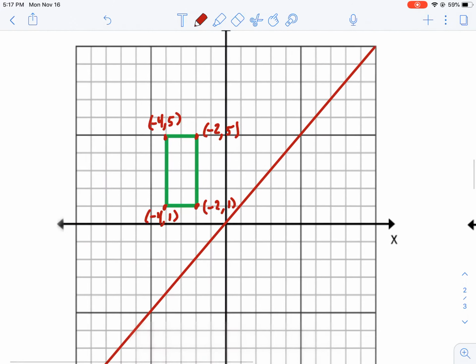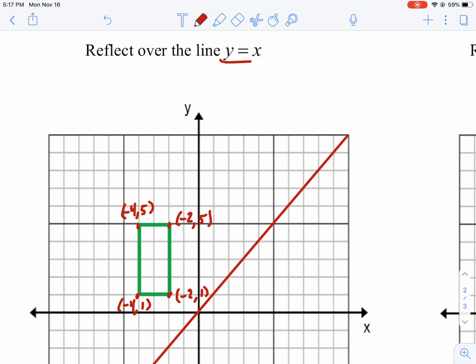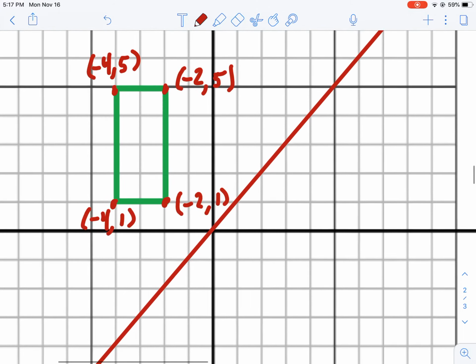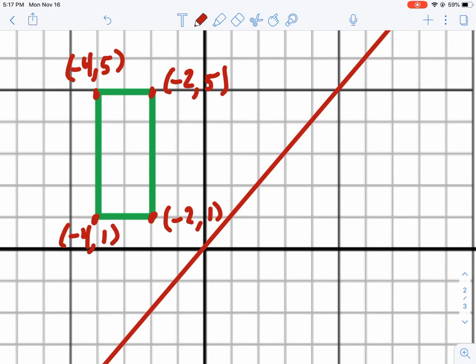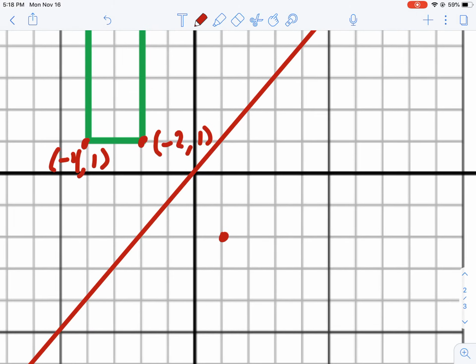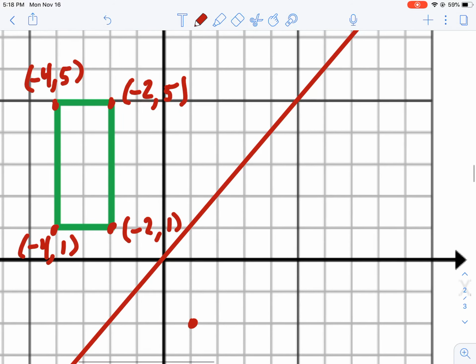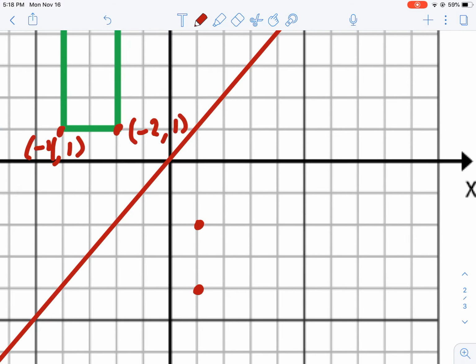So what we're going to do, because it's telling us that y equals x, that means y and x are going to flip-flop, okay, for each point. So it's kind of like when you're doing a rotation, but at the same time, not really, okay? So we've got -2, 1, so that's going to flip to 1, -2. -4, 1, that's going to flip to 1, -4. -2, 5, that's going to flip to 5, -2. And then our other point would have to be right there.